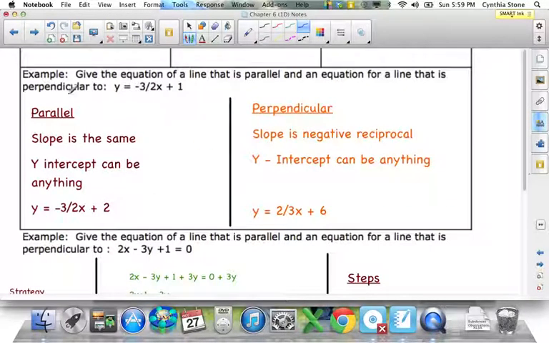Okay, so quite simply, give the equation of a line that is parallel to and perpendicular to this line right here. So the slope is the same for a parallel line, but the y-intercept could be anything. So I just threw in 2. It could be anything I wanted. So you write the exact same equation, just a different y-intercept. So you could have done 7.8 if you wanted to, or 32, or whatever. This one doesn't matter very much. This one matters a lot. Okay? Perpendicular, the slope is the negative reciprocal, so that would be positive 2 over 3. And then again, this one doesn't matter. The y-intercept doesn't matter. But this matters a lot.